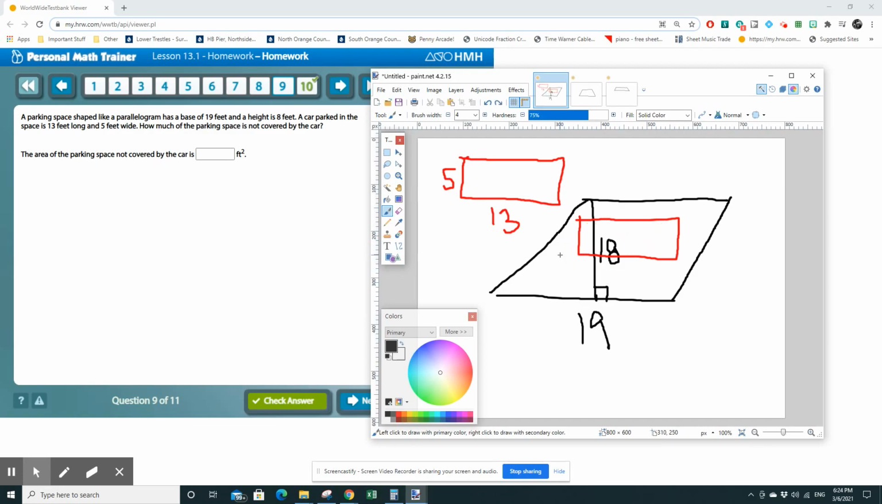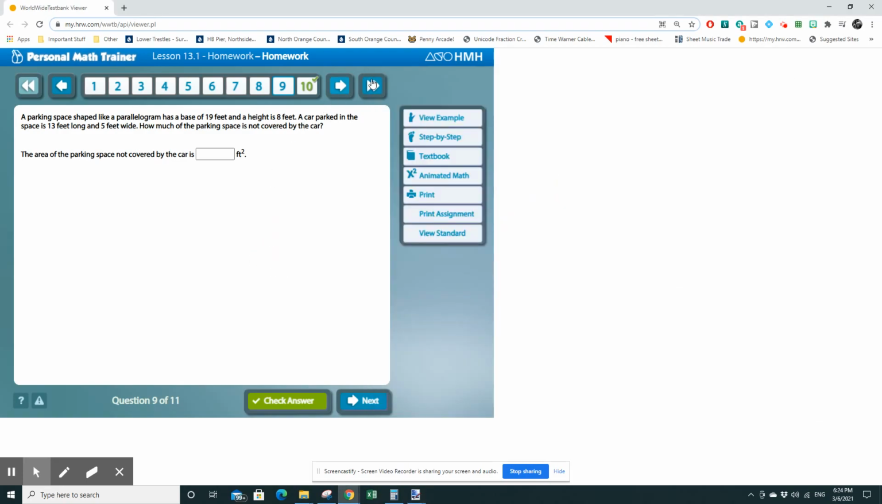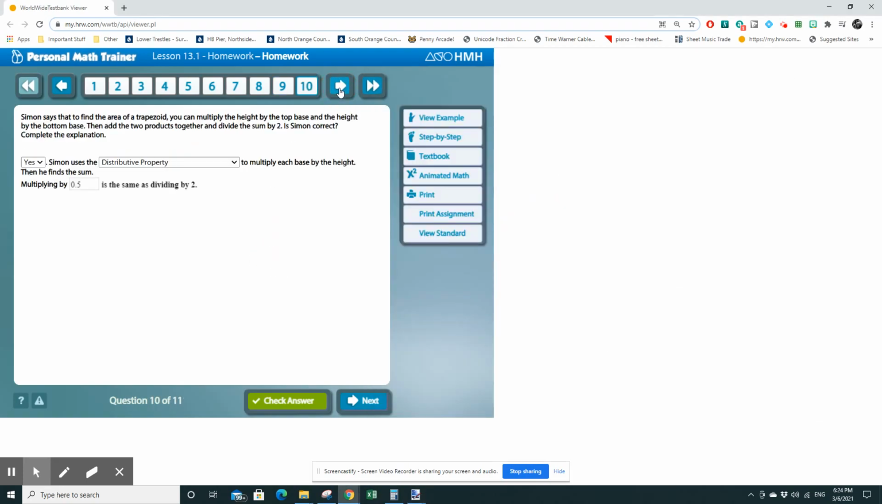So basically, it sounds like you're just finding the area of our parallelogram and then the area of our car, and then you're subtracting the area of the car from the area of the parallelogram. All right, not too bad. Hopefully you were able to figure that out. Let's look at number 10, which is also pretty tricky.